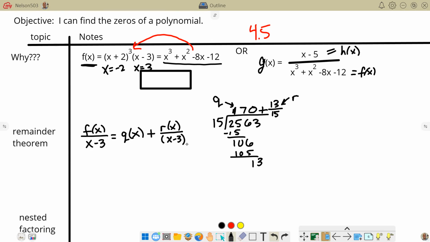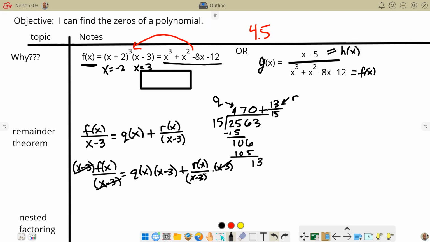I know this looks pretty complicated, but I could simplify it. I could multiply everything in here by x minus 3. So if I do that, watch what happens. X minus 3 down here, these x minus 3's divide out. Over here I've got q of x times x minus 3. And over here I've got r of x over x minus 3 times x minus 3. And these x minus 3's divide out. Well, what the heck? I'm left with f of x is equal to q of x times x minus 3 plus r of x.